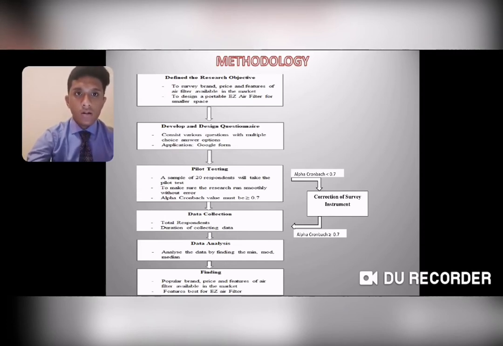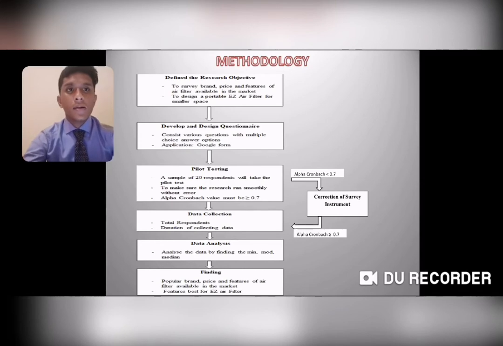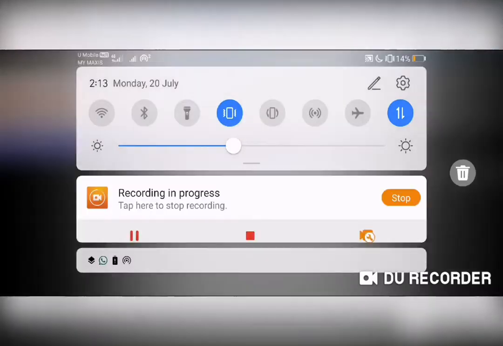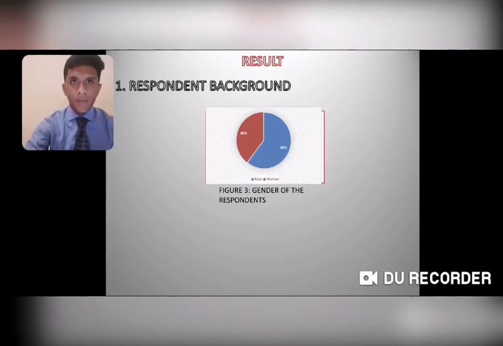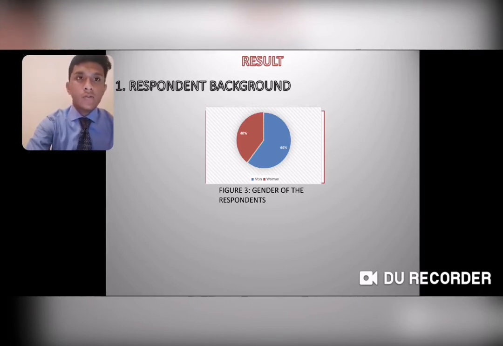After all the process of analysis, we found the popular brand, price and features of air filters available in the market, and the features best for easy air filter. Next, I will explain about the result. First, respondent background. Figure 3 shows the gender of the respondents. 40% of them are women and 60% of them are men.